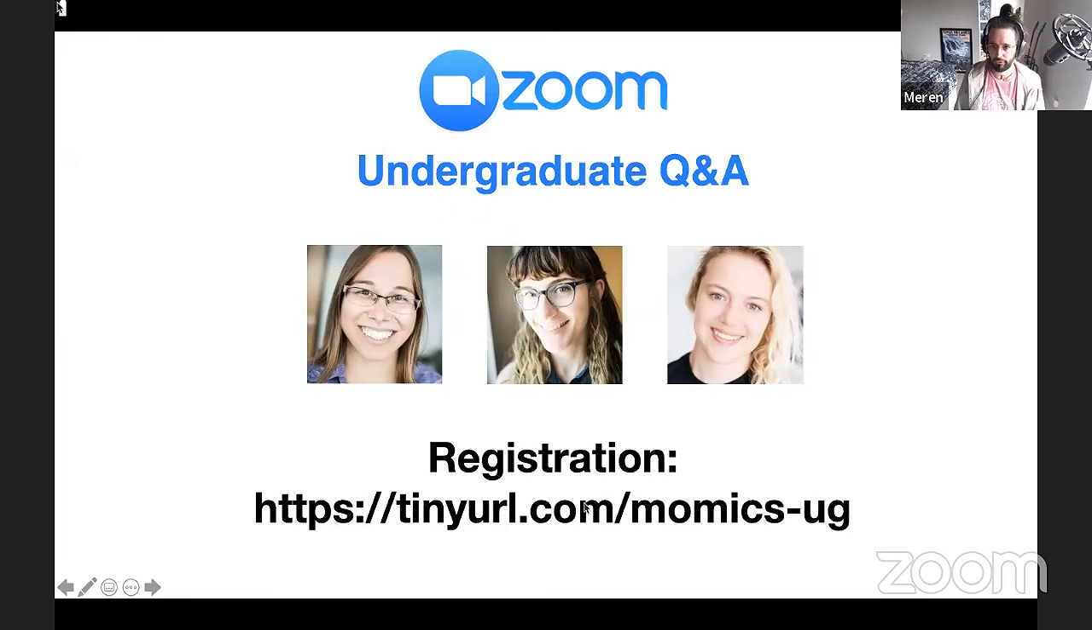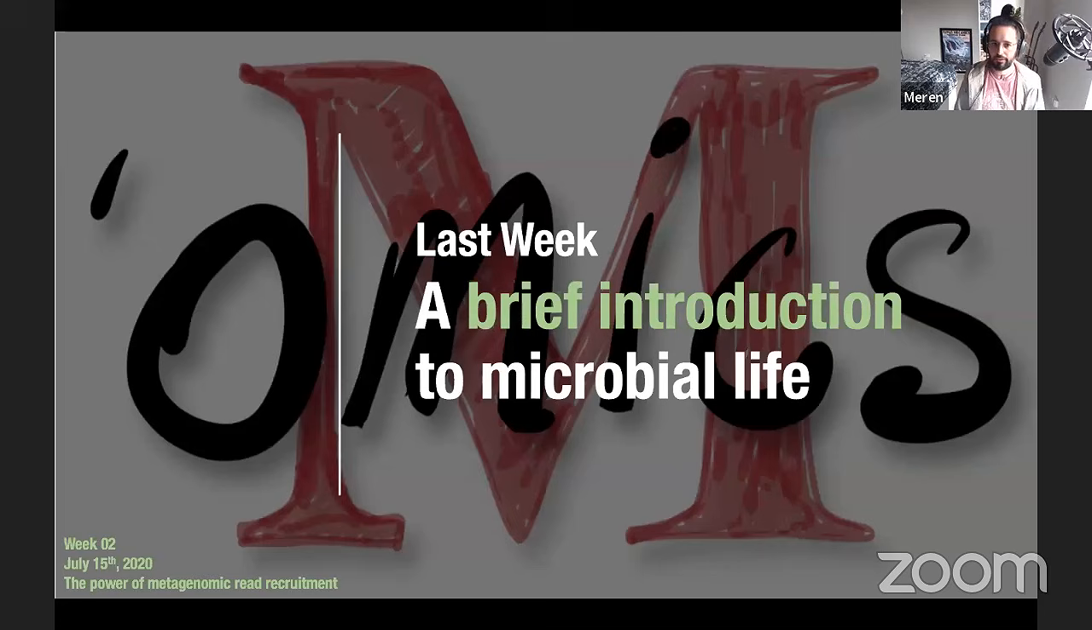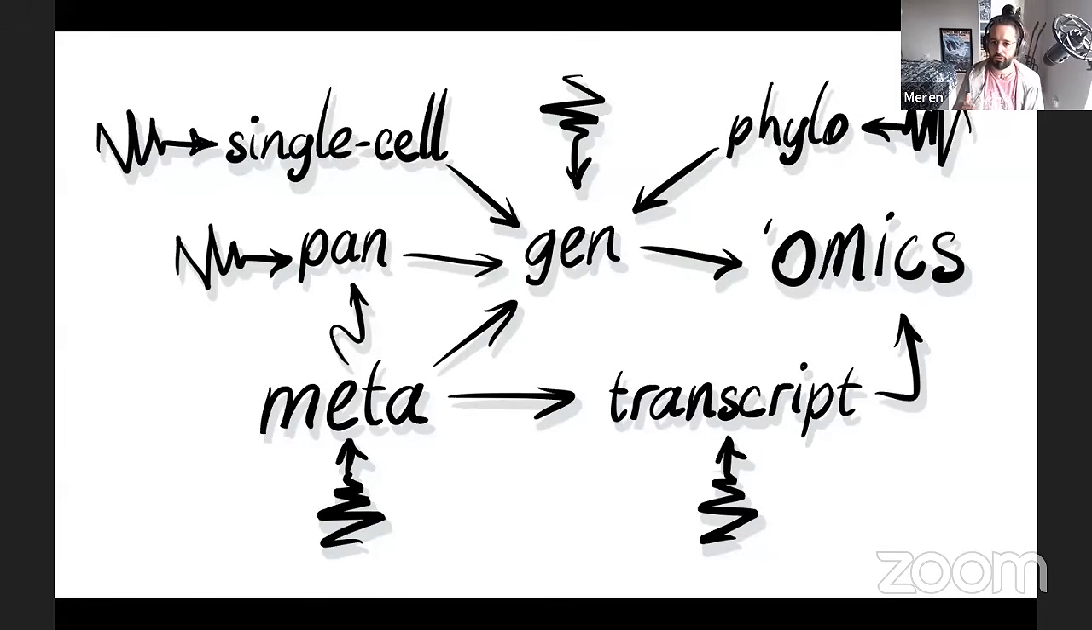And now I'm moving on to a reminder of what we have done last week. Last week, we talked about microbial life. There was a brief introduction to microbial life to basically answer the question, why do we study microbes, why are microbes interesting and relevant to life on Earth? And we came to a point where we discussed these omic strategies that enable us to study naturally occurring microbial populations in a comprehensive fashion.